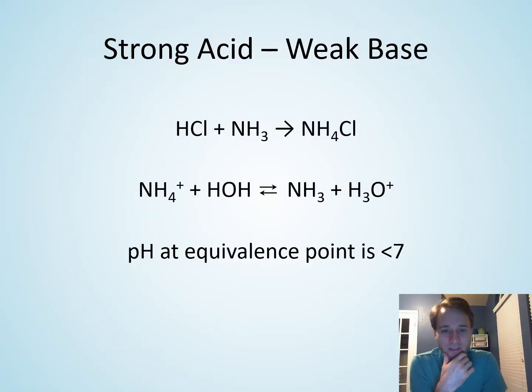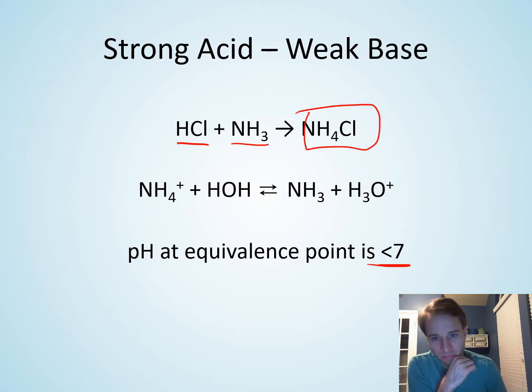So for a strong acid with a weak base, it's basically the same type of thing. Now at equivalence point, your pH is going to be less than 7. At equivalence point, you're going to react your strong acid with all your weak base, and you're just going to be left with NH4+ in solution. That NH4+ is going to react with water, form its conjugate base and H3O+, and so this is going to make the solution acidic. So this is going to have a pH less than 7.